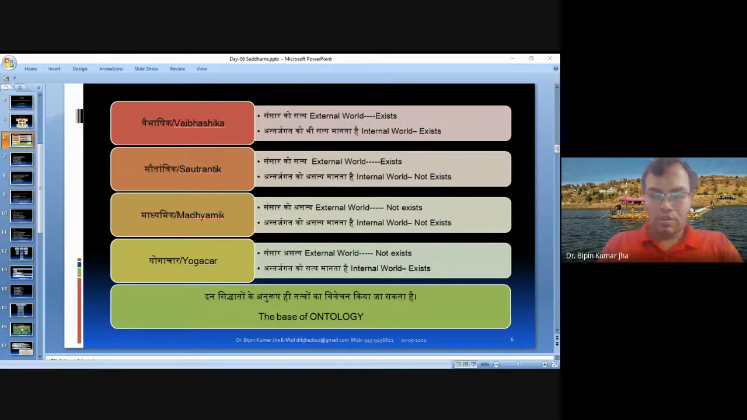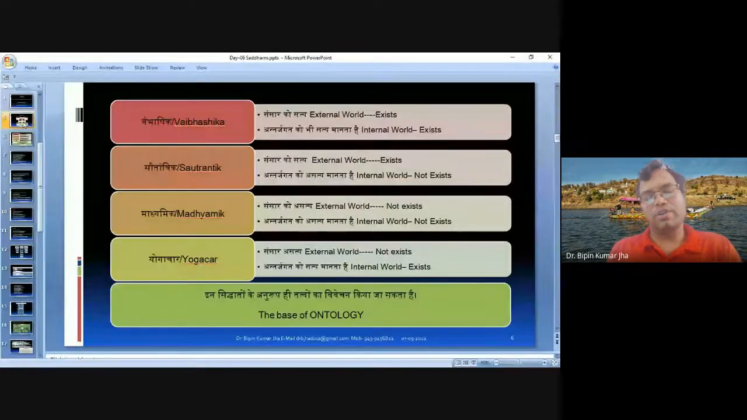So we can see that there are four different sects. One, the Vaibhasik, which we have seen in the last slide. The first one is Vaibhasik, the second one is Sautrantik, the third one is Madhyamik, and the fourth one is Yogachar.